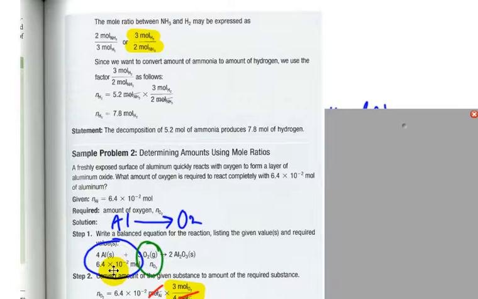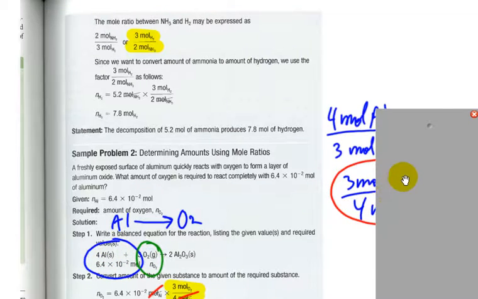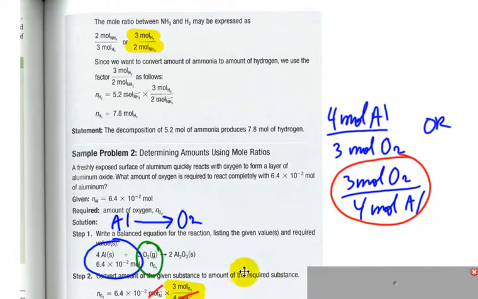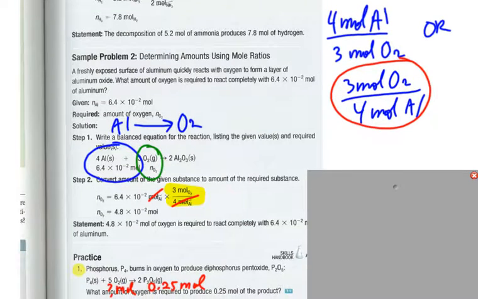So we're told we have 6.4 times 10 to the minus 2 moles of aluminum, and of course the ratio here is 4 to 3. So here we have our two possibilities, 4 moles over 3 moles or 3 over 4, but since we're starting with aluminum going to oxygen, we're going to be using this one. Moles of aluminum on the bottom, moles of oxygen on top.